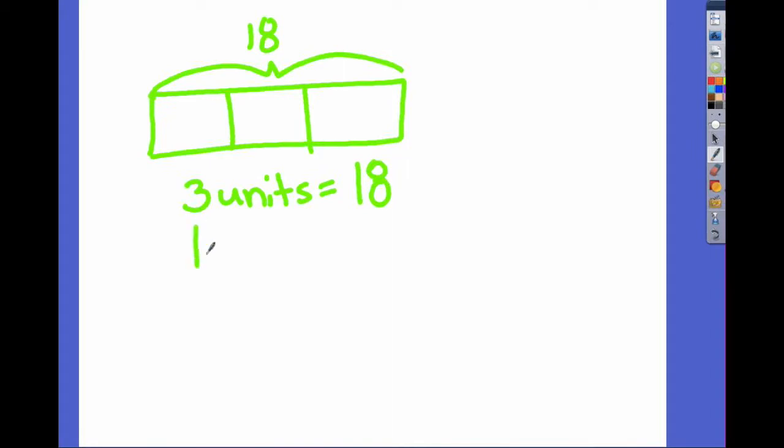1 unit equals 18 divided by 3. So 1/3 of 18 is, what do you think? 6. If I were to take 6, write it in the box, 6 times 3 is 18. Now there's 1. Everybody get that down on their paper? Okay, good. There's 1 that's going to be a little different.